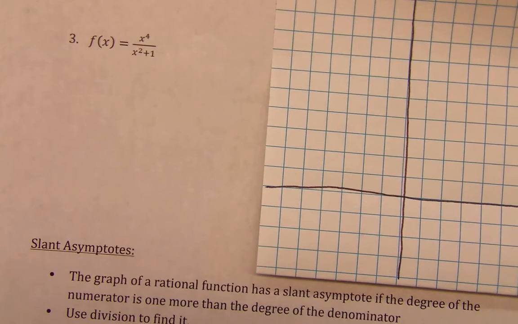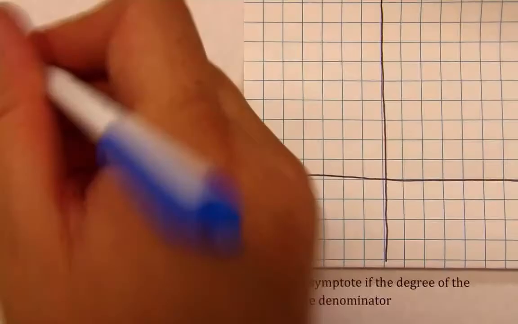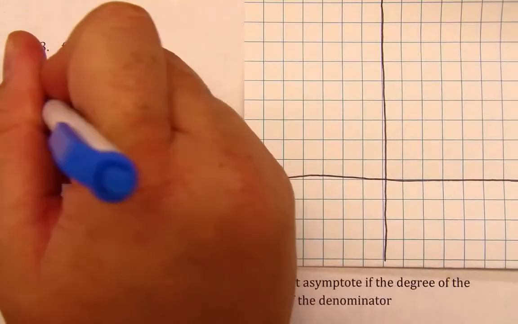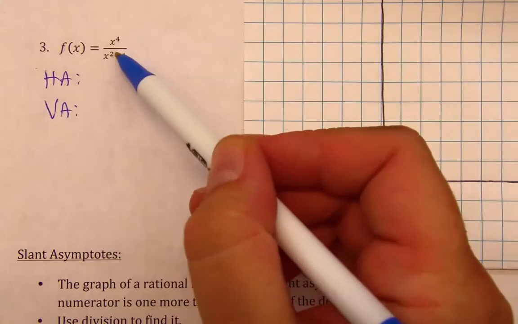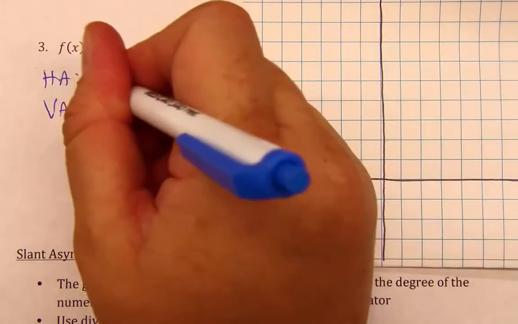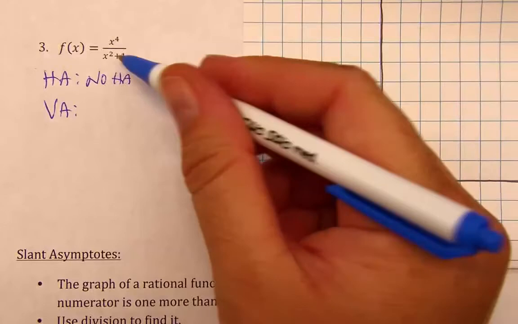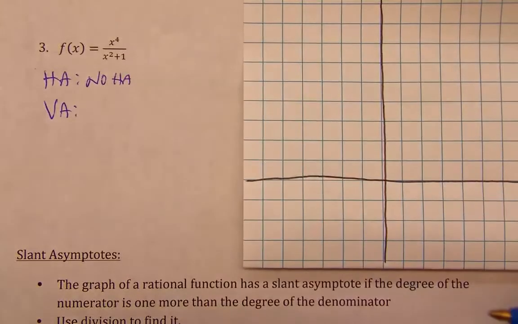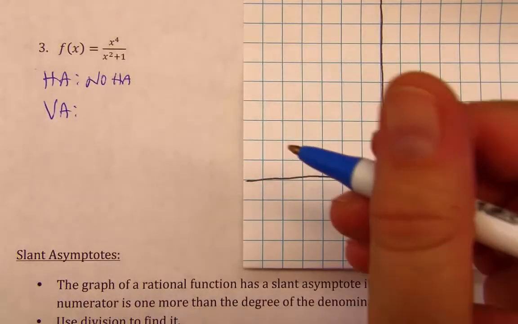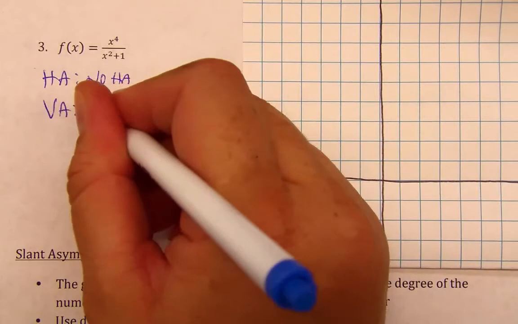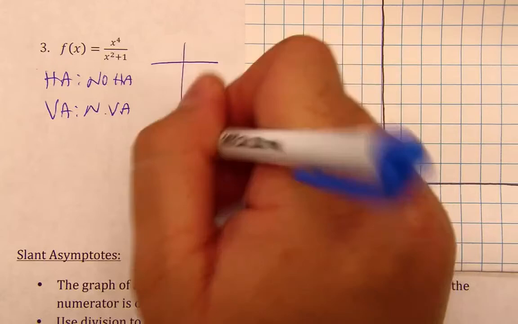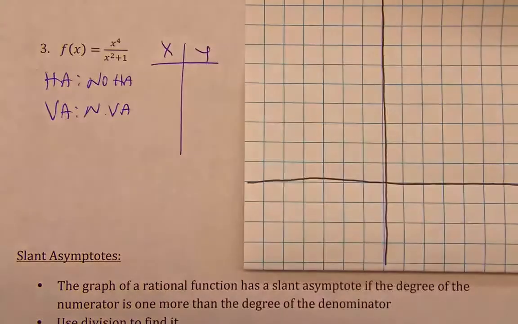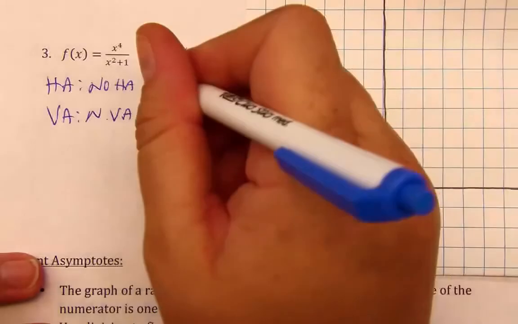And looking at this, I have a horizontal asymptote and a vertical asymptote. Let's see, the degree of the top is bigger than the bottom, so that means no horizontal asymptote, and there's nothing in the denominator that will make my denominator 0. So that's an issue too, so there's no vertical asymptote. So right now it kind of feels like we don't have any information at all. I can try and find some x and y intercepts and plug in some points here. So let's just start there and see what happens.